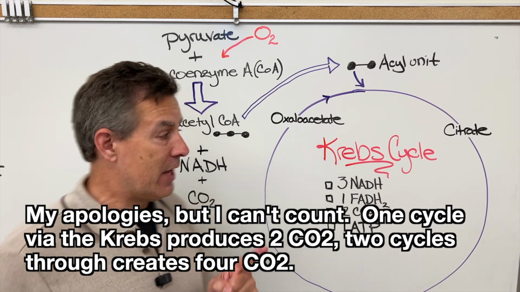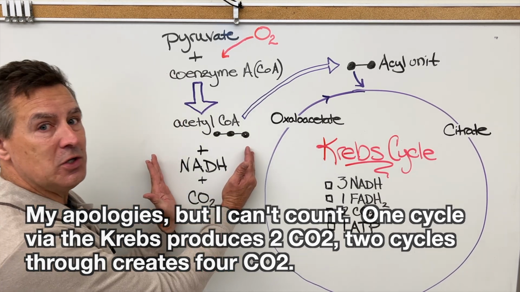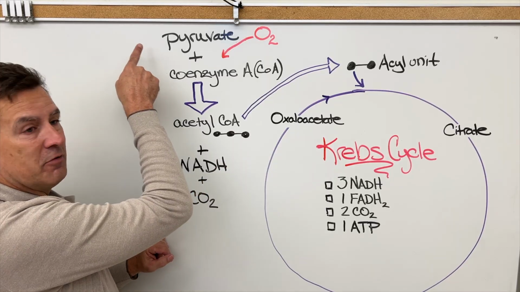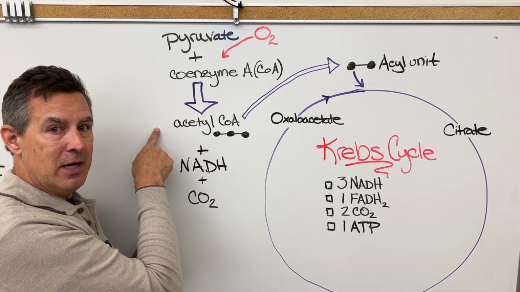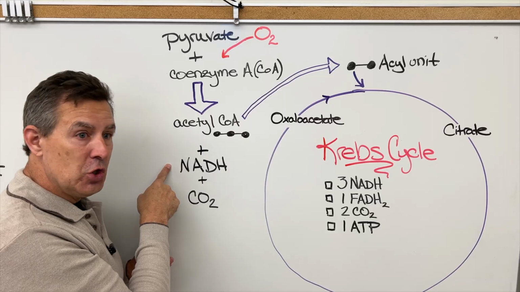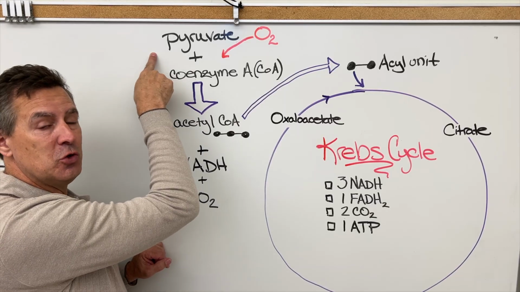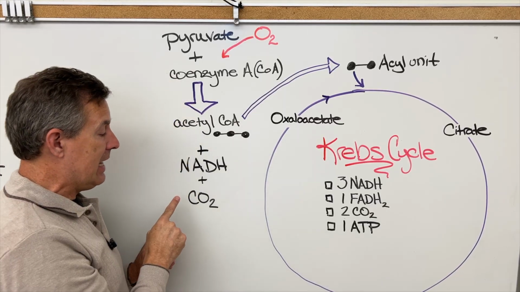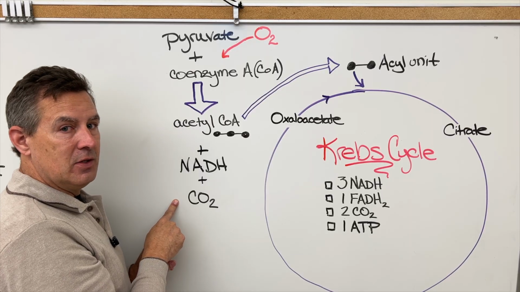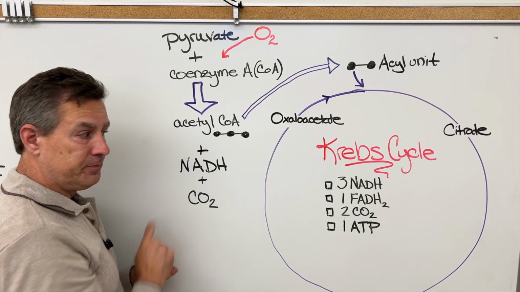In addition to that, all of this is created twice. So the conversion of pyruvate to acetyl coenzyme A is going to create 2 NADH, because we're going to have 2 pyruvate molecules, and 2 CO2 molecules.